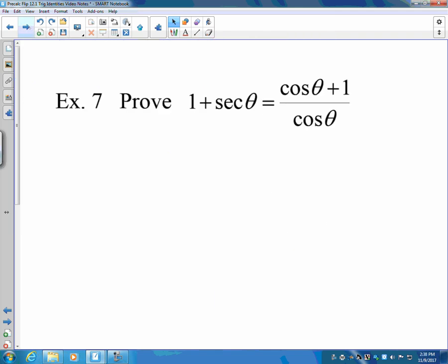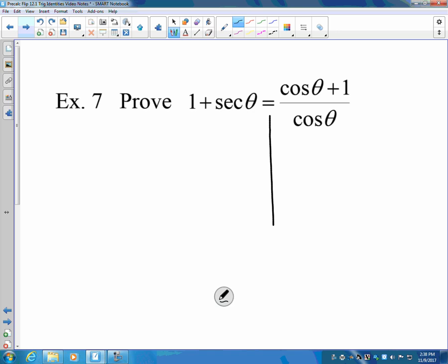All right, they are such good times that we'll do one more. All right, what do you think here? Prove 1 plus the secant equals cosine of theta plus 1 over the cosine.